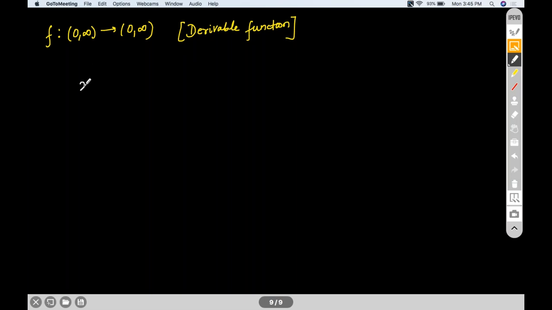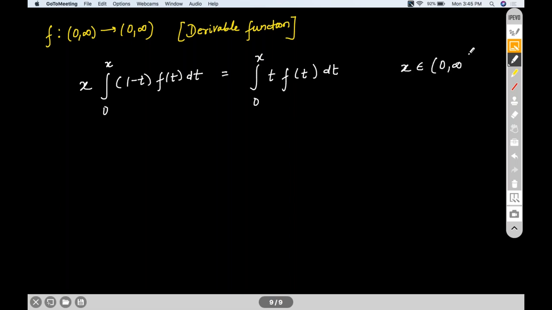It says x times the integral from 0 to x of 1 minus t f of t dt is equal to the integral from 0 to x of t f of t dt, for all x belonging to the interval 0 to infinity. It's also given that f of 1 is 1. The question is, find the function. What is the function you have to state?